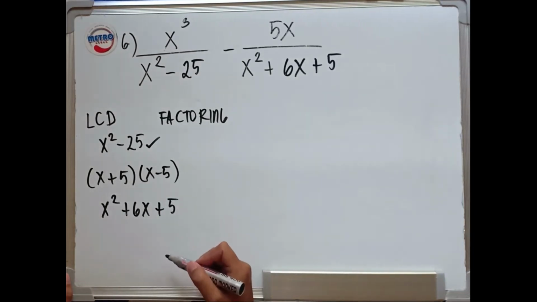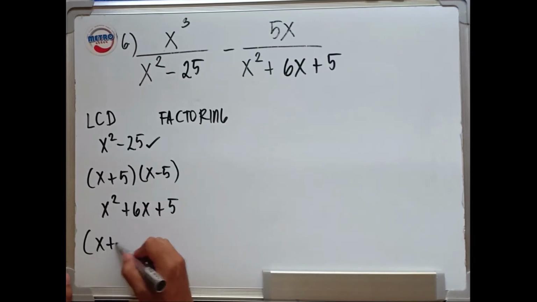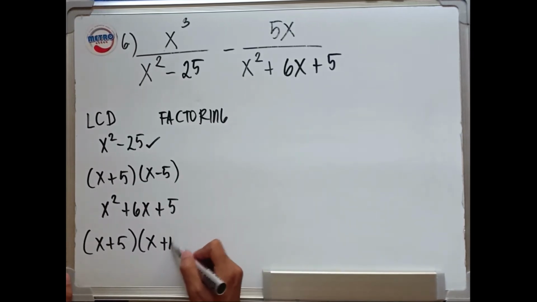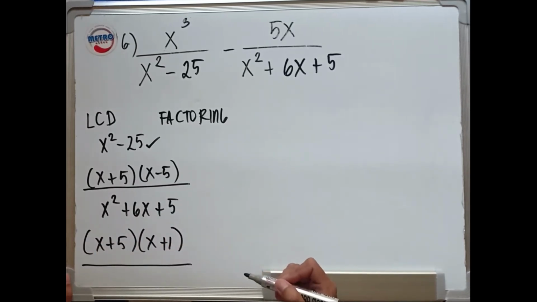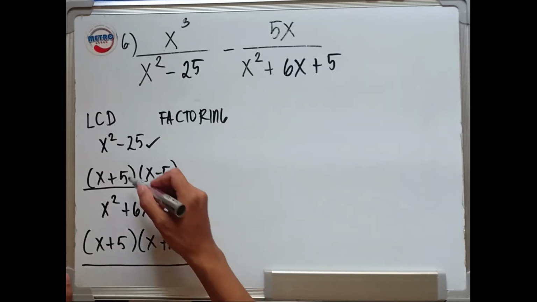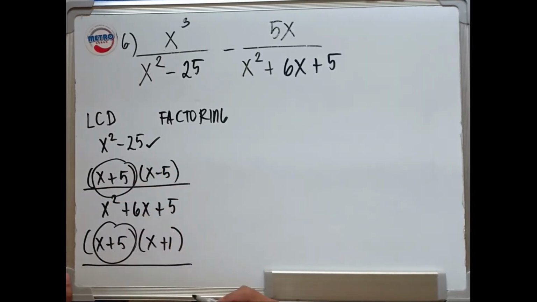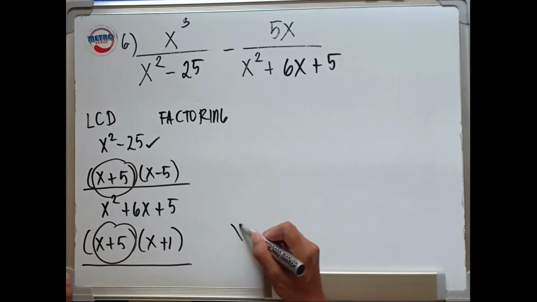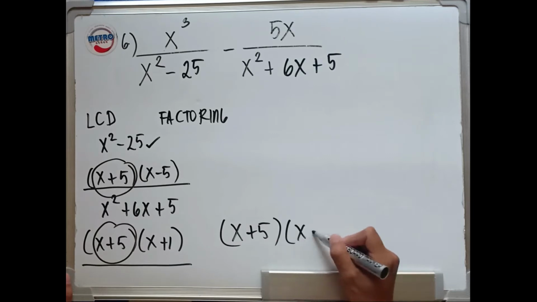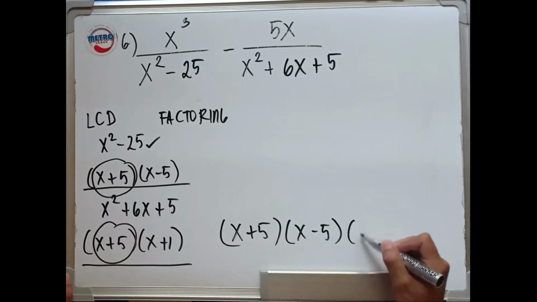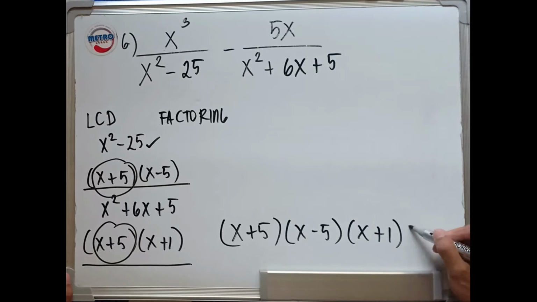The factors of this trinomial will be x plus 5 and x plus 1. Now, using these factors, you're going to copy once the same factor, then the rest will be copied. So these two are the same, so you're going to copy that once. x minus 5 and x plus 1. So this will be your LCD.